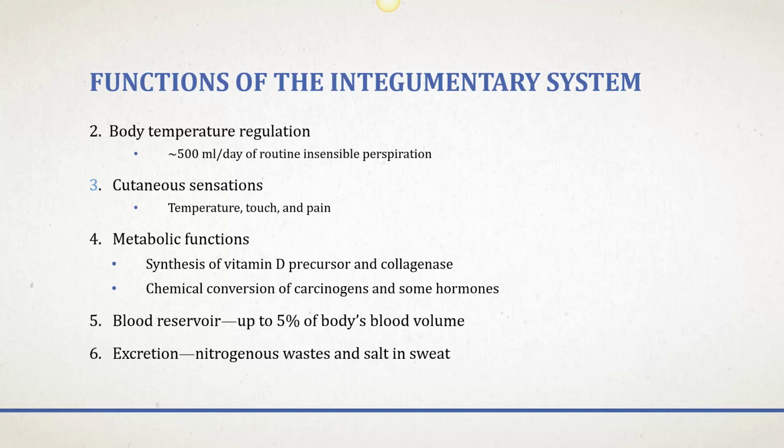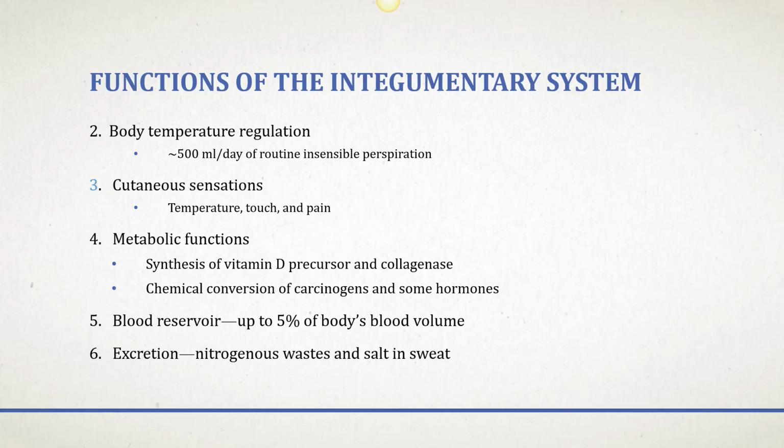Cutaneous sensations: temperature, touch, and pain. Cutaneous is just talking about the skin. Sensations are talking about what we can feel in the skin. So there are temperature, touch, and pain receptors located in the skin. Metabolic functions: the synthesis of a vitamin D precursor and collagenases. And then there's a chemical conversion of carcinogens and some hormones that happens in the skin.